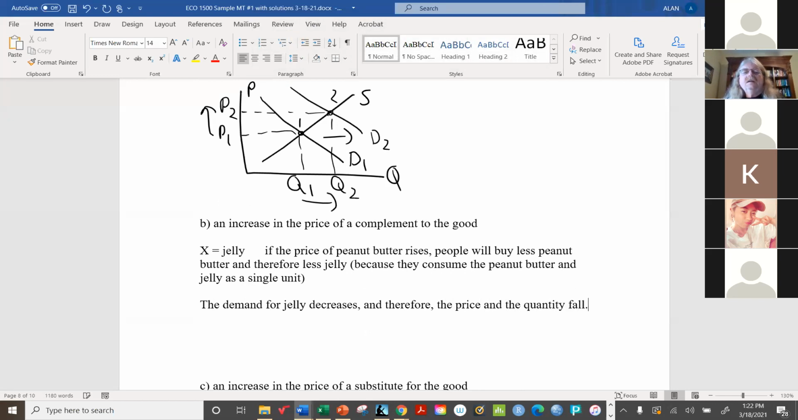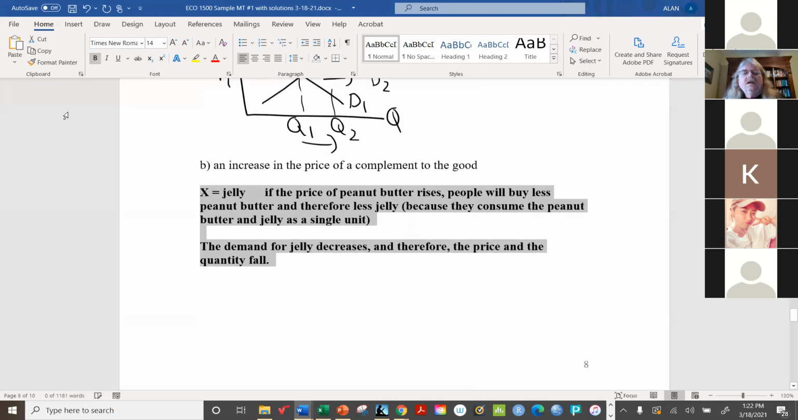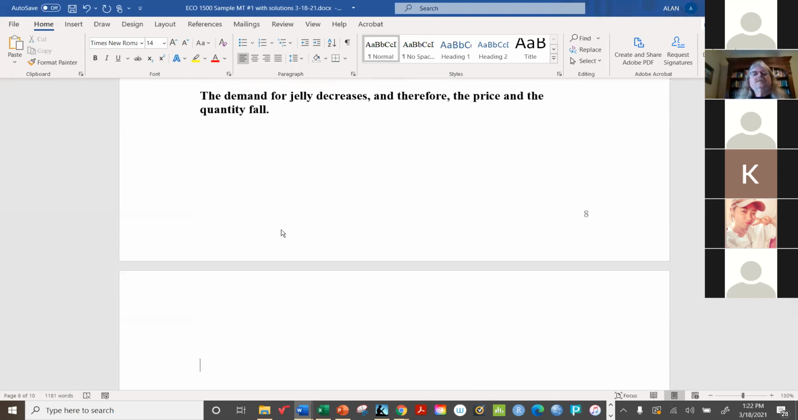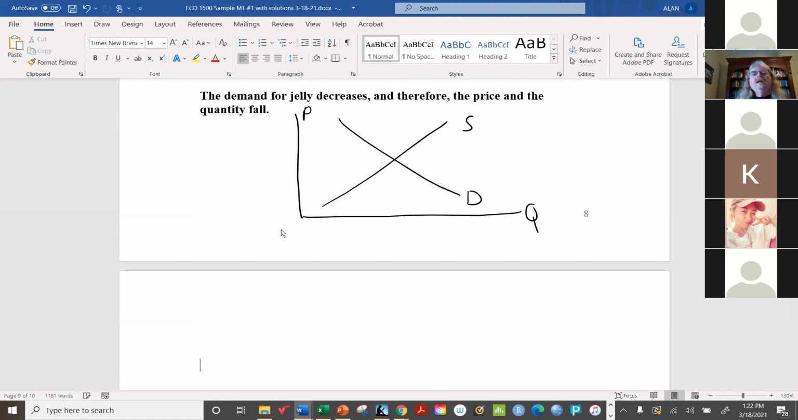All right. You could draw the picture if you want. It's just the opposite of the one we had up here, but it's not necessarily, oh, what the heck, let's do it. It'll only take a minute. This is the market for jelly. And as a result of the increase in the price of the peanut butter, the demand for jelly is now lower.